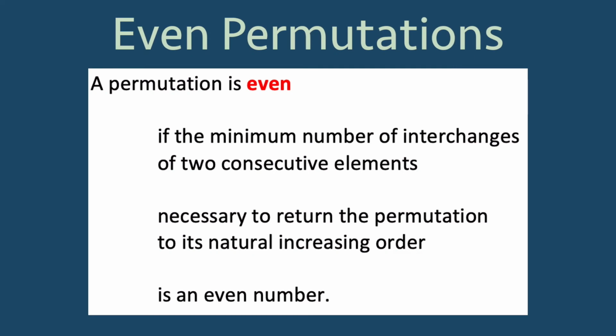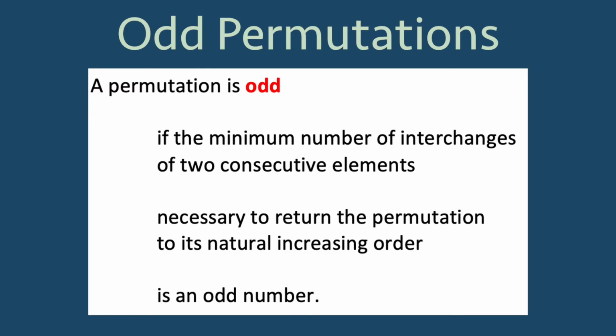Along with understanding what a permutation is and how many exist for a set of numbers, when we define a determinant, it is also important to know whether a given permutation is even or odd. A permutation is even if the minimum number of interchanges of 2 consecutive elements necessary to return the permutation to its natural increasing order is an even number. A similar statement can be said for an odd permutation.